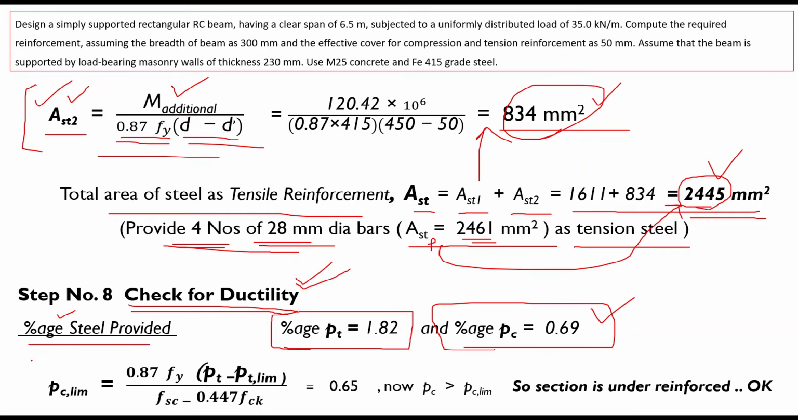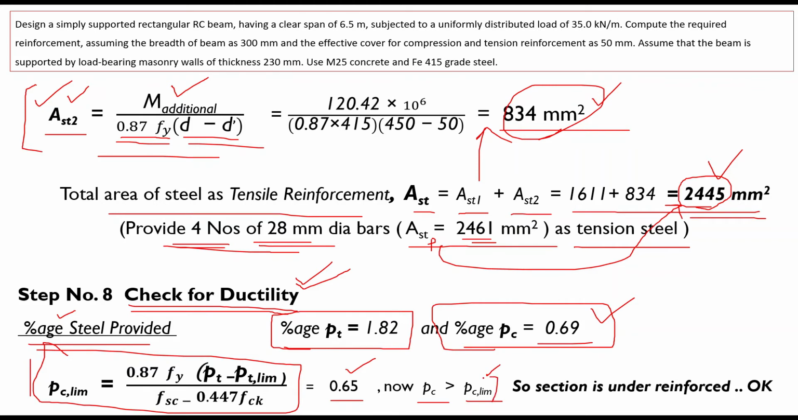So we can use this formula, that is PC limited, the percentage of steel in compression limited, which is given by this formula. Putting in all the values we get PC limited equal to 0.65. Now we have PC, the percentage of steel we have provided on the compression side, which is 0.69, and the limited value is 0.65. So it is okay.